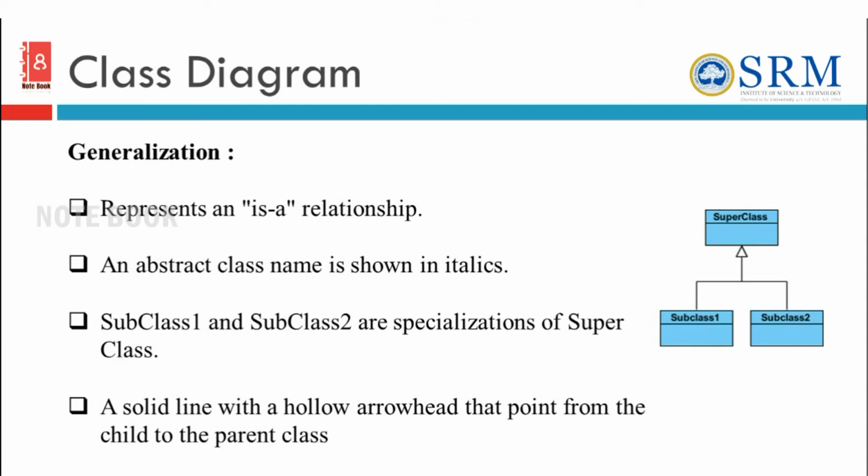from the child to the parent class. So the parent class is the superclass and subclass 1 and 2 are the child classes, and these relationships represent the generalization relationship of the class.